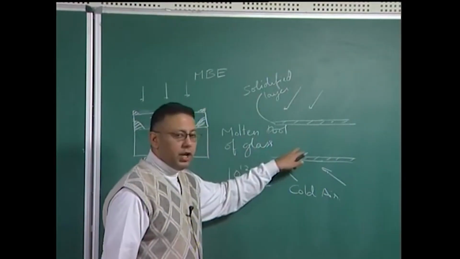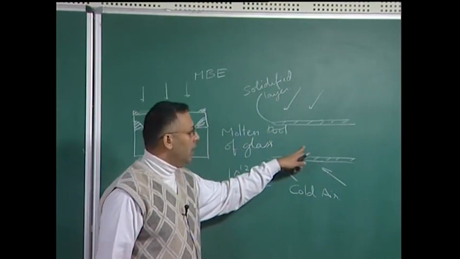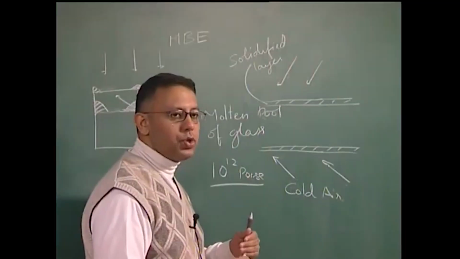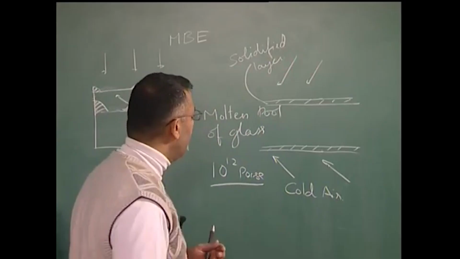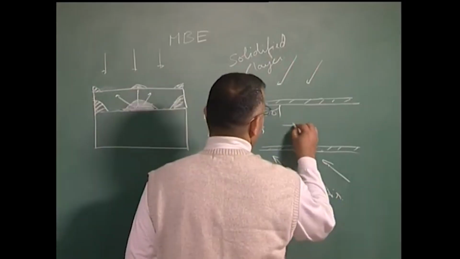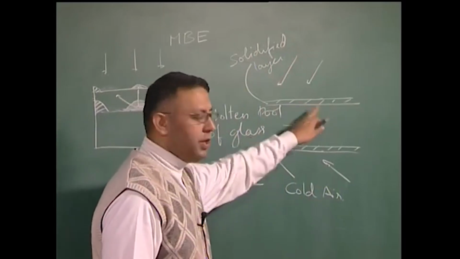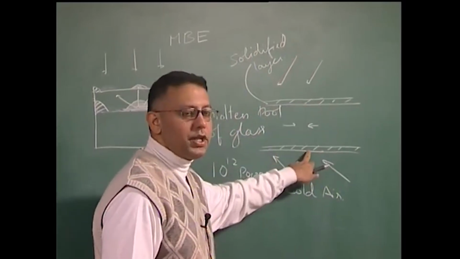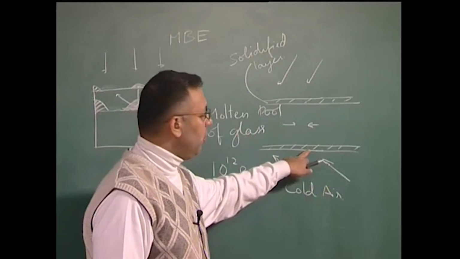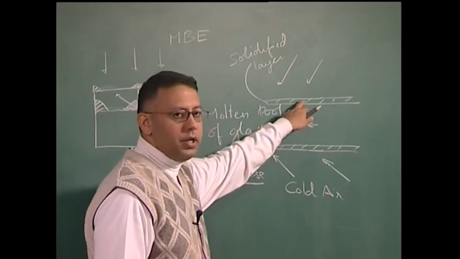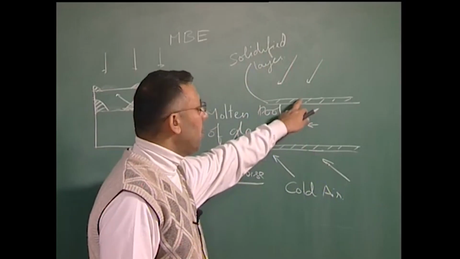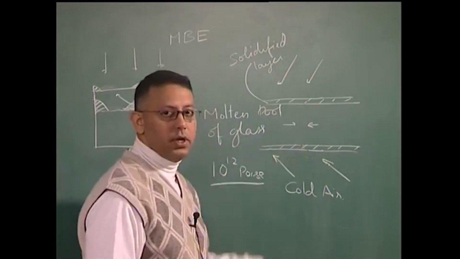Now, what happens when the remaining pool of the glass tries to solidify? It will contract, because the solid has a lower volume as compared to the liquid. Therefore, when the glass is trying to contract as it is solidifying, the outer crust is actually already solidified. Therefore, what will happen? It will try to pull in this region and thus impose compressive residual stresses on the surface.